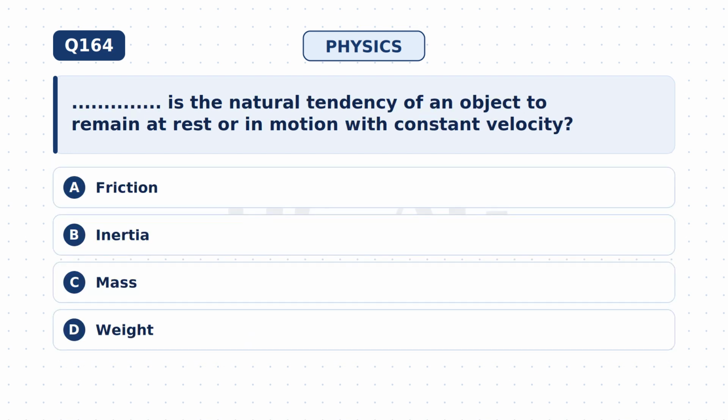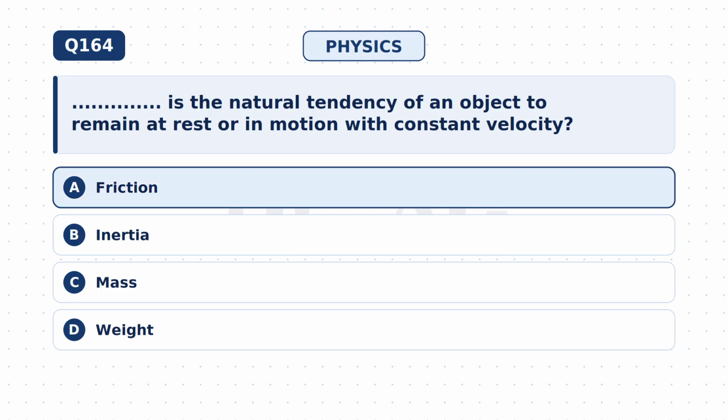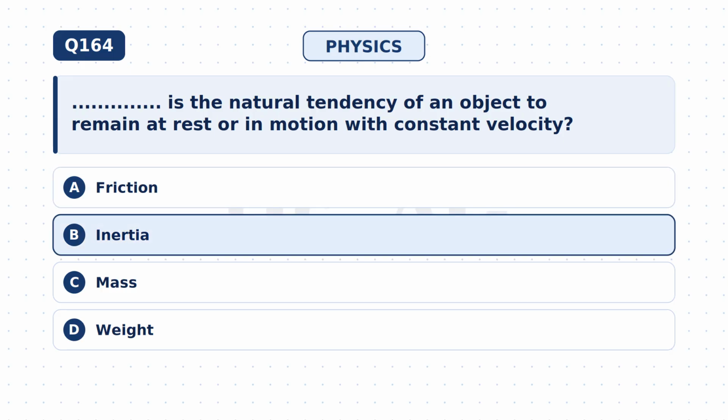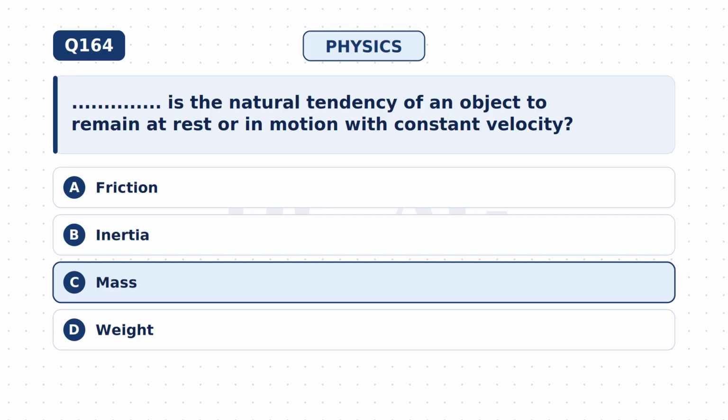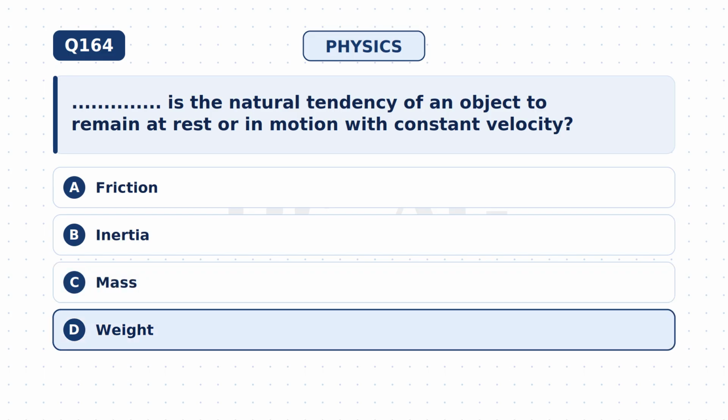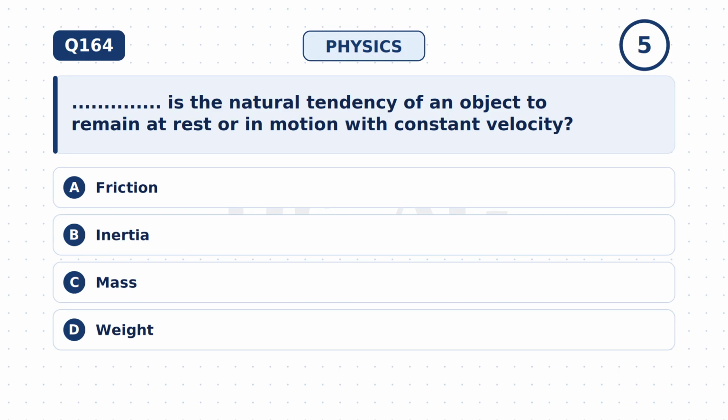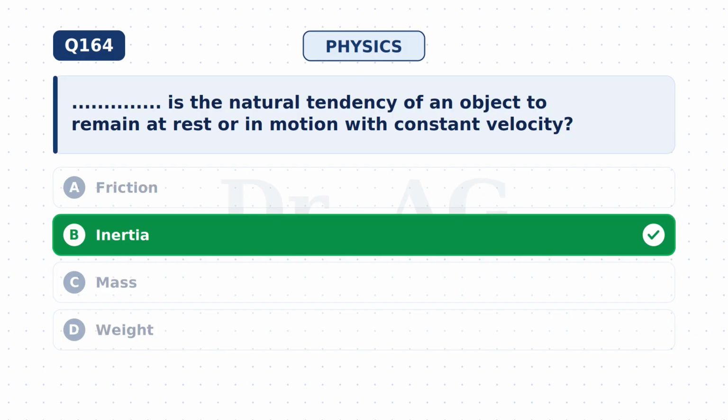Question 164. Is the natural tendency of an object to remain at rest or in motion with constant velocity? Option A, friction. Option B, inertia. Option C, mass. Option D, weight. The correct answer is B, inertia.